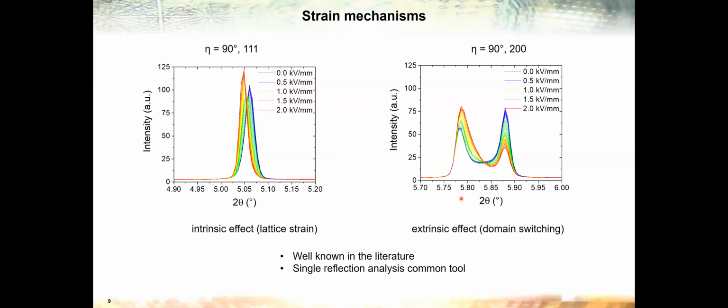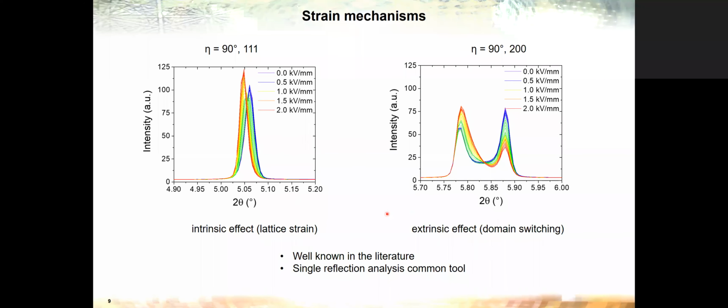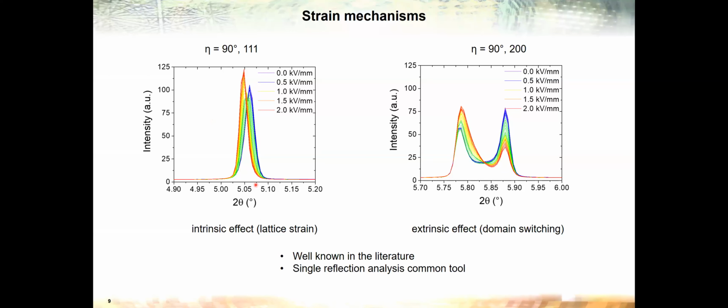And the nice thing with X-ray or any powder diffraction is that you can see these effects directly in the diffraction pattern. So Jacob showed that last time in his talk already. So here we have a tetragonal example. This means the 200 reflection shows a tetragonal splitting. And when we look then at the 111 reflection at a special orientation, we can see a shift as a function of electric field. And this is a direct observation of the intrinsic effect.